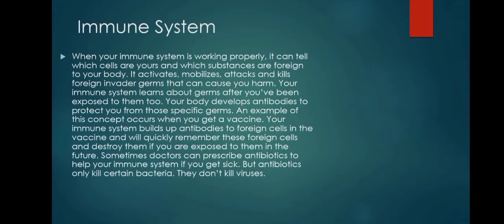Today in this video I'm going to discuss the different immune responses of the human body against infection. When your immune system is working properly, it can tell which cells are yours and which substances are foreign to your body. It activates, mobilizes, attacks, and kills foreign invader germs that can cause you harm.